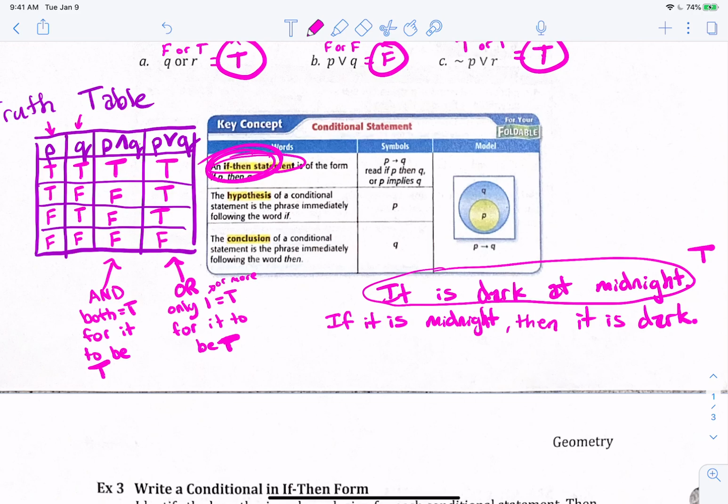No. If it is dark, it could be 3 a.m. If it's dark, it could be 10 p.m., right? So it's not necessarily 3 a.m.; the other way is not necessarily true. So we need to write it in this form, okay?